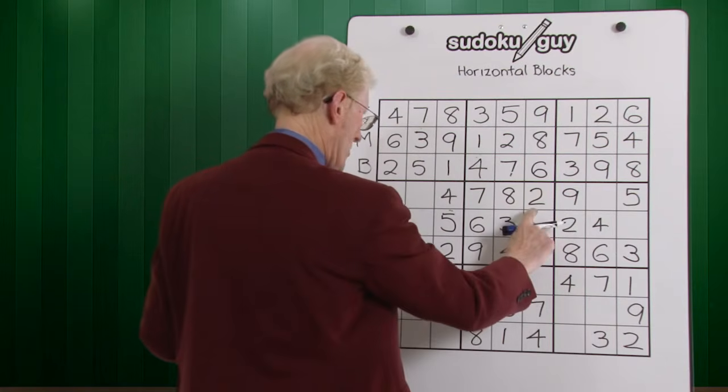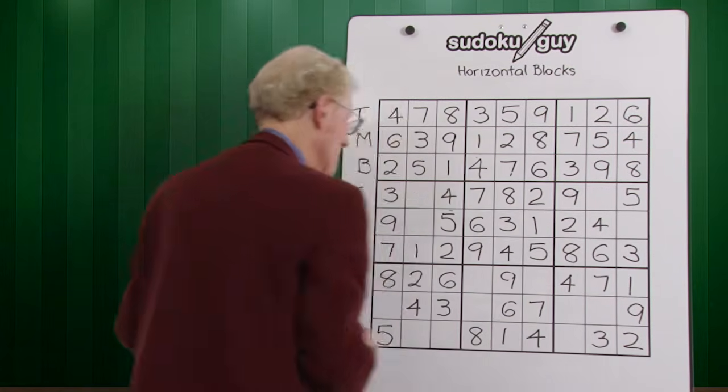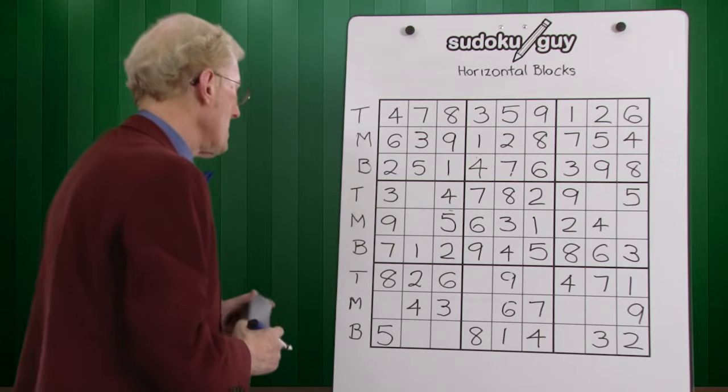We start with 1 and it's not there, so it's got to be a 1. Way to go. Okay, now let's go back. We were doing the 6s, weren't we?